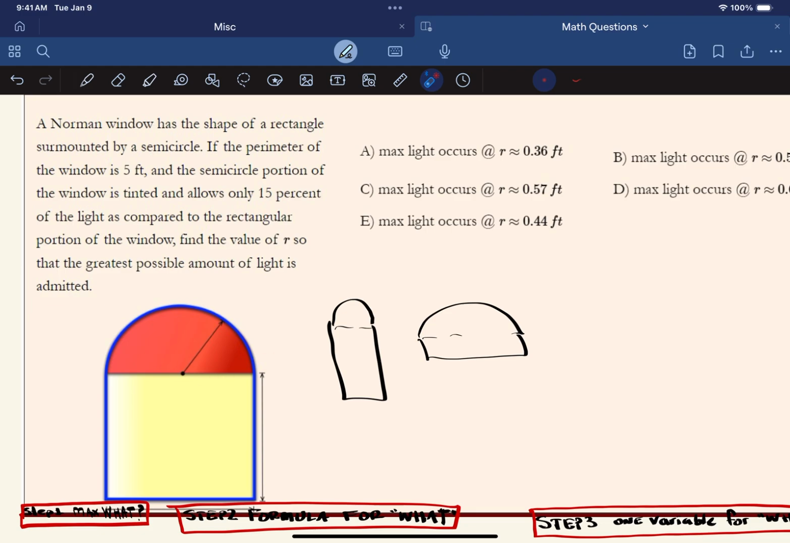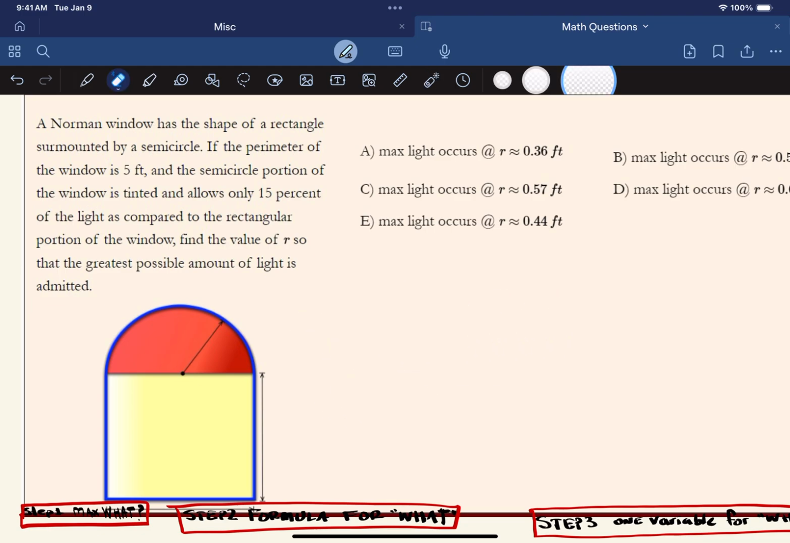To make it just a little bit more interesting, we've got this added fact here that the top part is tinted, so that only 15% of the light goes in there, meaning that only 15% of the area counts. More or less 85% of it, you can think about it as being blocked, 85% of the area on the semicircle on top. So that adds just a little bit of challenge to that just to make it perfect.